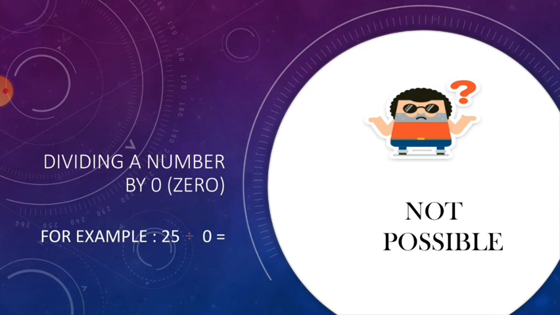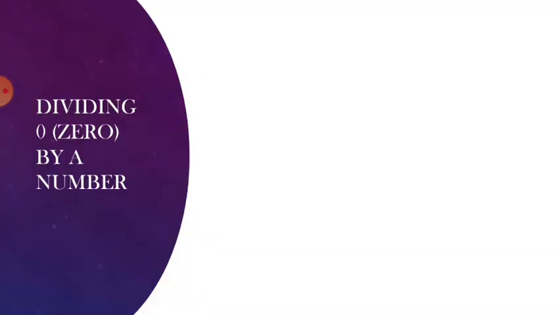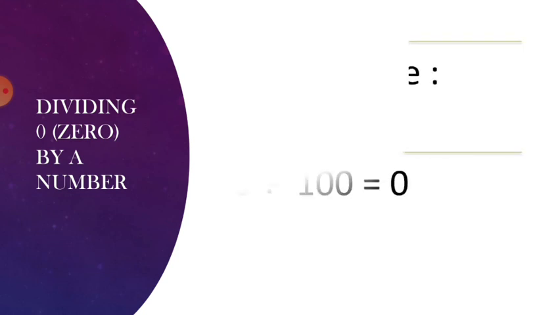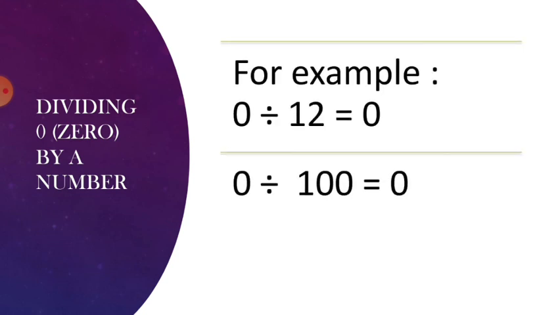Now next, if we want to divide 0 by any number, we can divide easily. See here, 0 divided by 12 is equal to 0. 0 divided by 100 is equal to 0, because in the table of every number we get the answer 0. 12 into 0 is 0, 100 into 0 is 0. So we can divide 0 by any number and we will get the answer as 0.